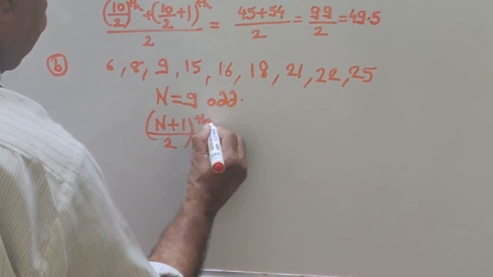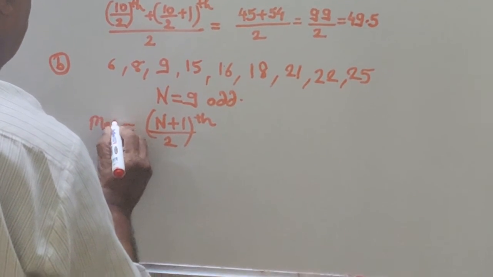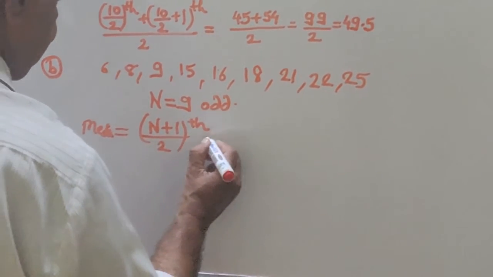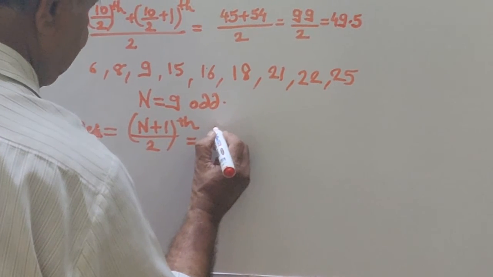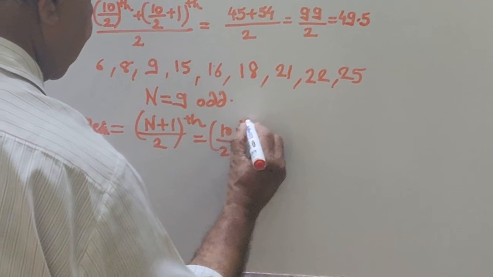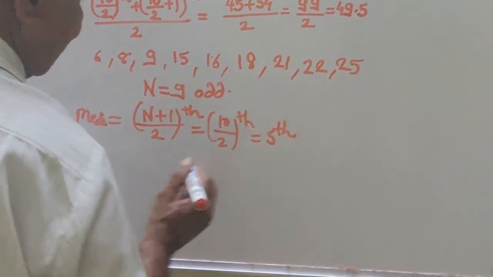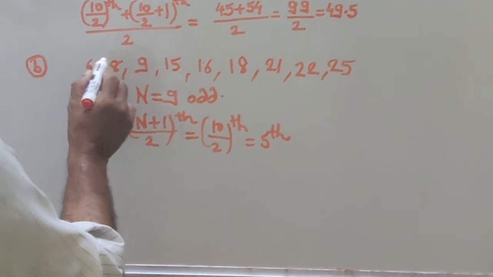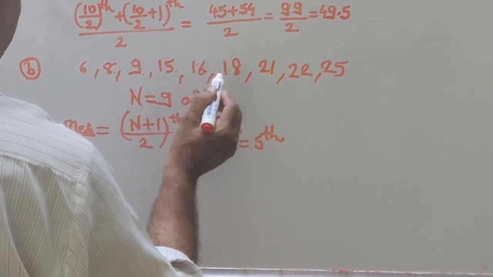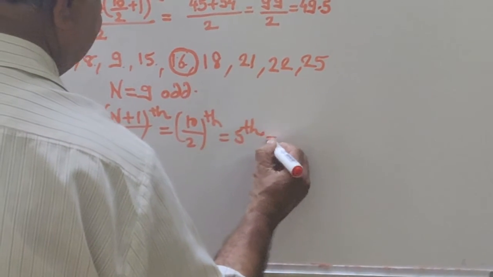Okay. Now median is equal to, I am writing here. Okay. Now 9 plus 1 is 10 upon 2. Okay. 5th term will come the median. Okay. Now 1, 2, 3, 4, 5. Okay. This is the 5th term means your answer is 16.